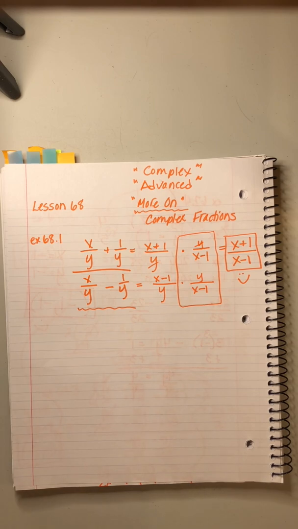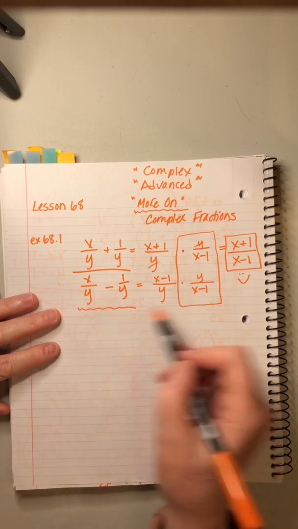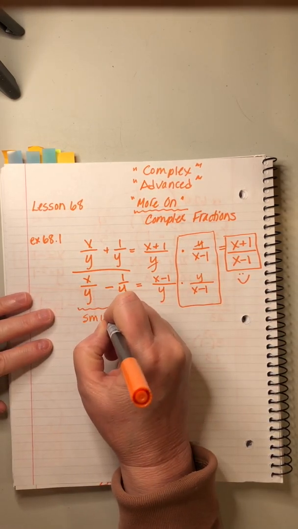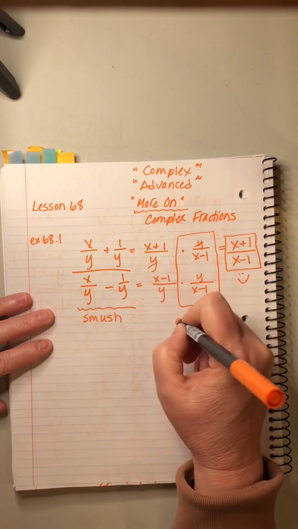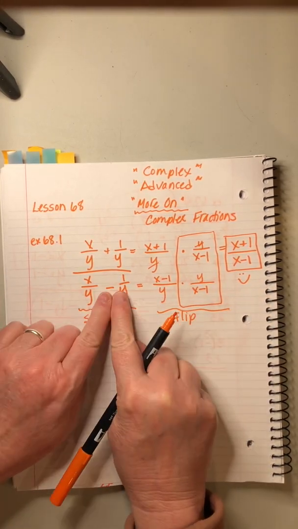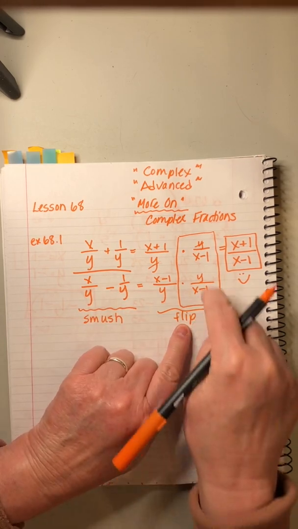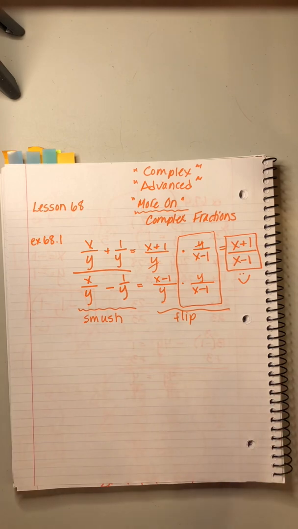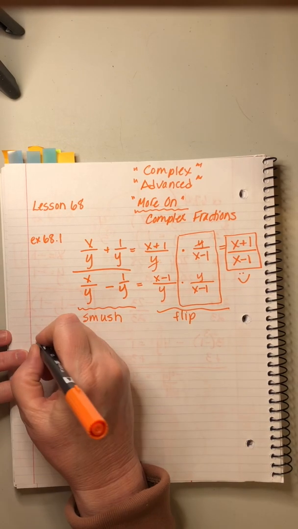And Evie, the youngest one, came up with a great name for this whole thing. She called this the smush and this the flip. Smush because you have to add the fractions, flip because you multiply by the reciprocal. So she referred to this process as smushing and flipping, and I thought, that's good. That's really good. I like that name. So we're going to do the smush and flip.